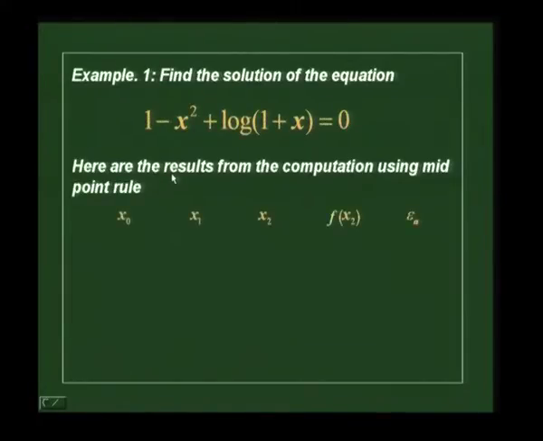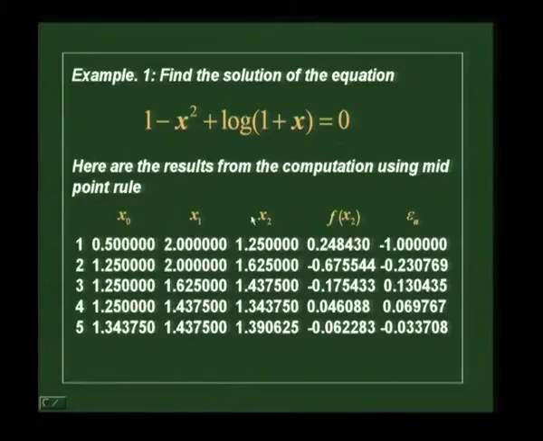Now here is an example of such a routine. You can do it with a calculator. We have a function of the form 1 minus x squared plus log of 1 plus x equal to 0. I make some guesses, tabulated here. I say x0 is 0.5 and x1 is 2. For x equal to 0.5, this is a positive number, and for x equal to 2, this is a negative number. It's easy to see that, right?